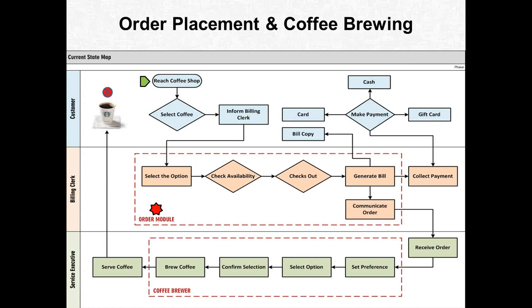So here you find 2 systems sitting on this process, and I'm least bothered about the other system, the coffee brewer, but I am very much bothered about this order module, which is one of the systems sitting on this process. So when I inform this billing clerk, of course I will present my loyalty card to this person. So I have to make some changes in this particular order module. The PSP approach not only helps me identify the stakeholders, but also gives me insights into which system is going to be affected and which part of that system is going to be affected.